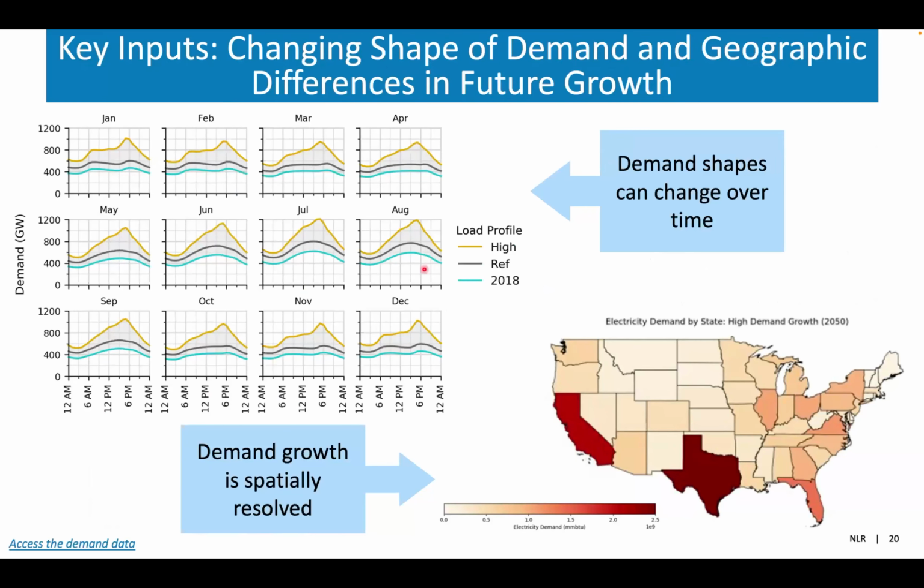Seen in the upper left plots are the average day monthly demand for a 2018 reference and high load scenario. Notice how not only are the load magnitudes different, but each scenario also has different load shapes, where the high load profile sees more pronounced peaks in the late afternoon, evening time for each month compared to the other two. The lower right plot here reinforces that ReEDS load profiles are spatially resolved and that the model aims to balance load for every model zone as opposed to just balancing a single total national load.